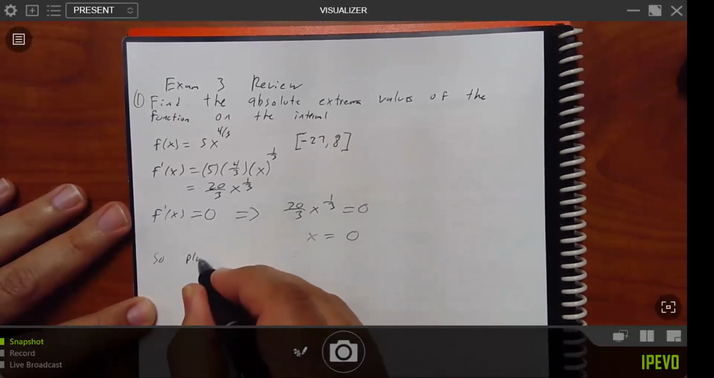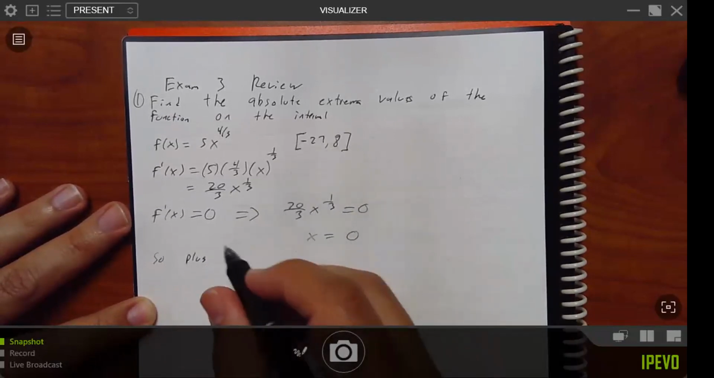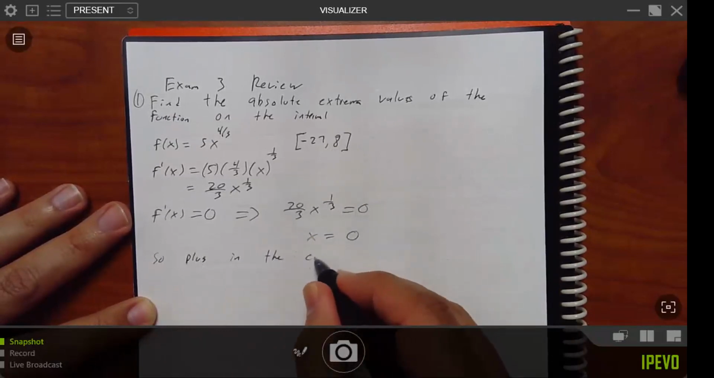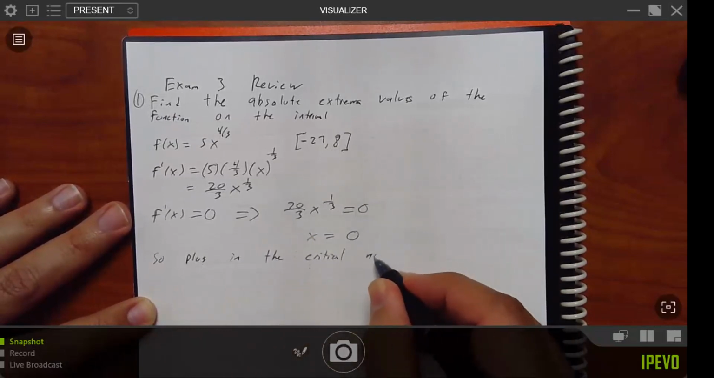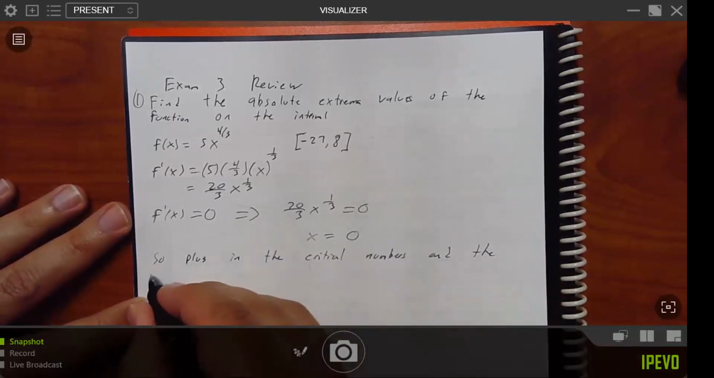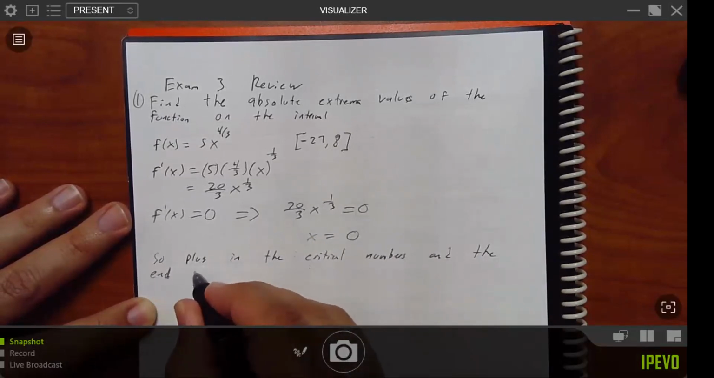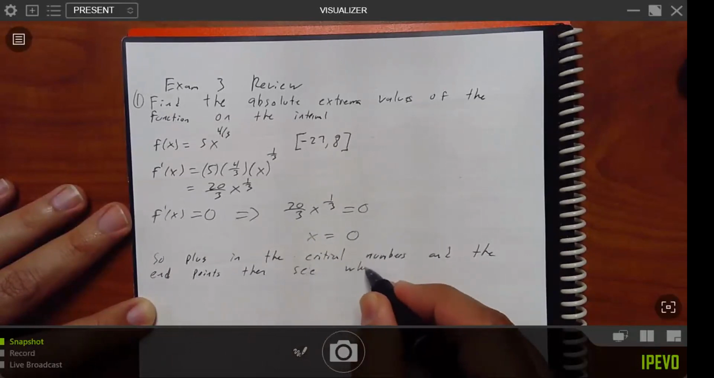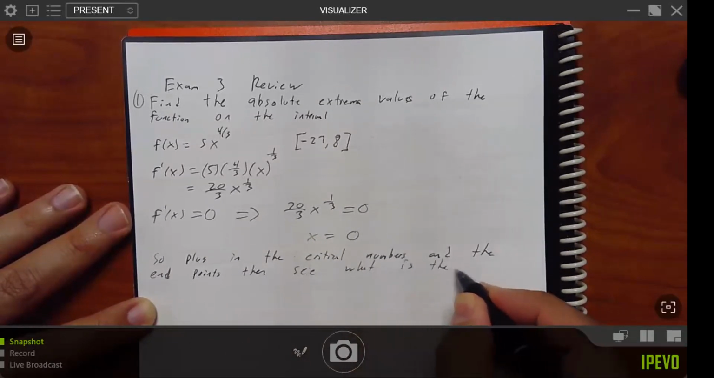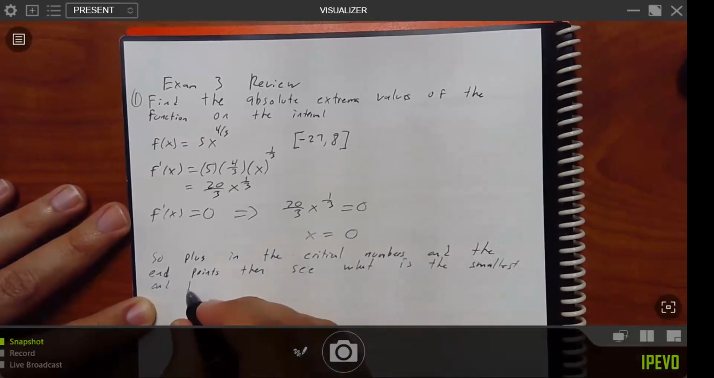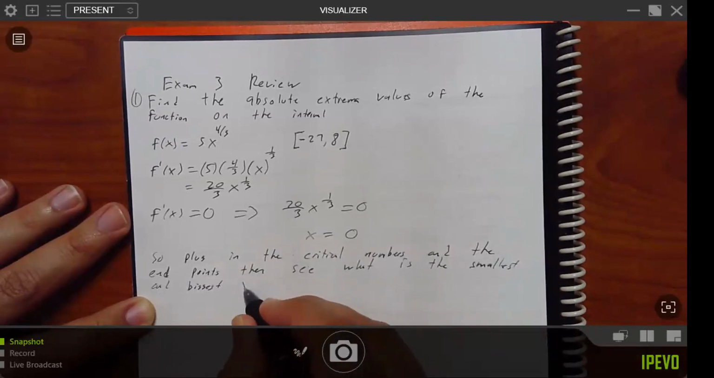So for these types, when they're restricted like this, all you have to do is plug in the critical numbers and the endpoints. Then see what is the smallest and biggest y value.